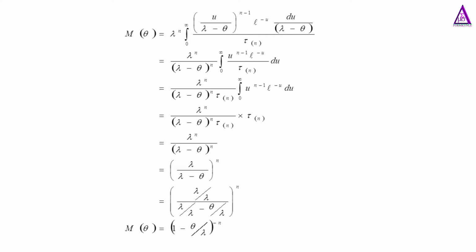n is common to both numerator and denominator, so we take it out and we have the bracket all raised to the power n. We divide all of equation 6 by lambda and we have the moment generating function of the gamma distribution to be (1 minus theta divided by lambda) raised to the power minus n.